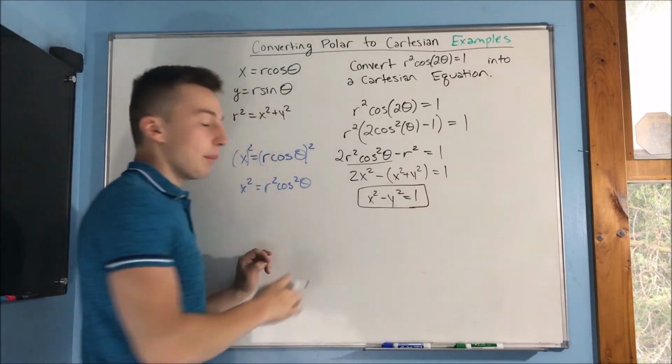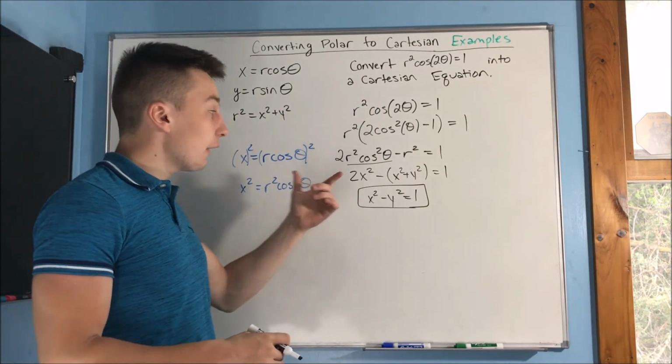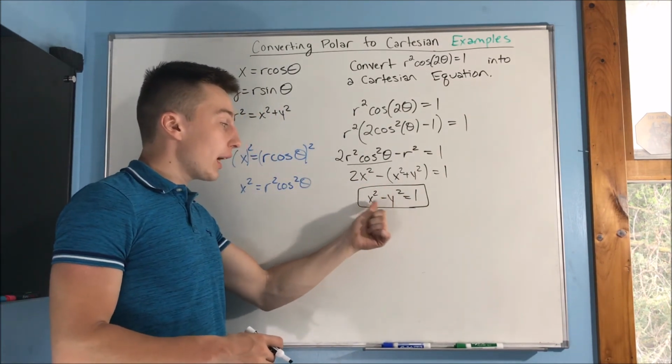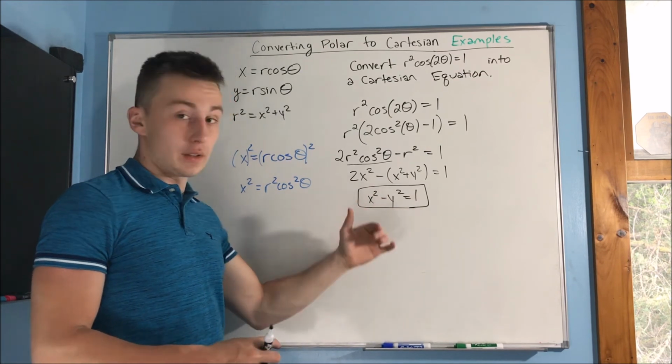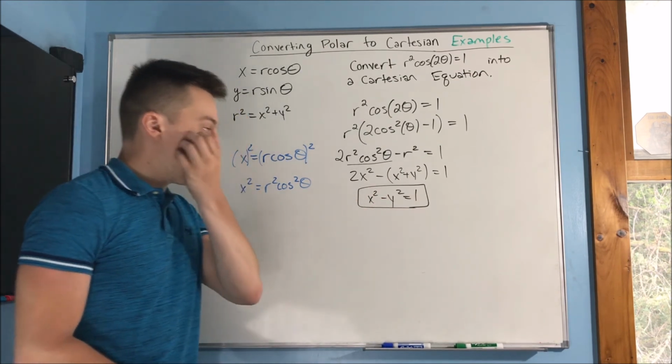Okay, this is a hyperbola. If you forgot to distribute this negative, you would have gotten x squared plus y squared equals 1, which is a circle. Okay, so different things would happen.